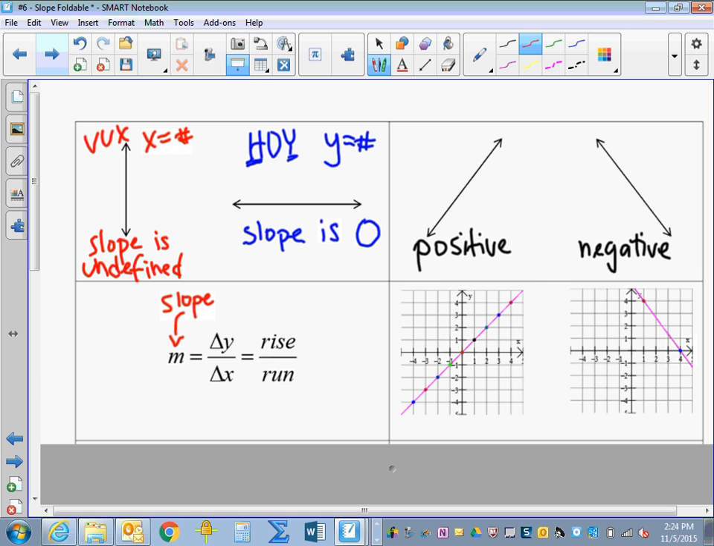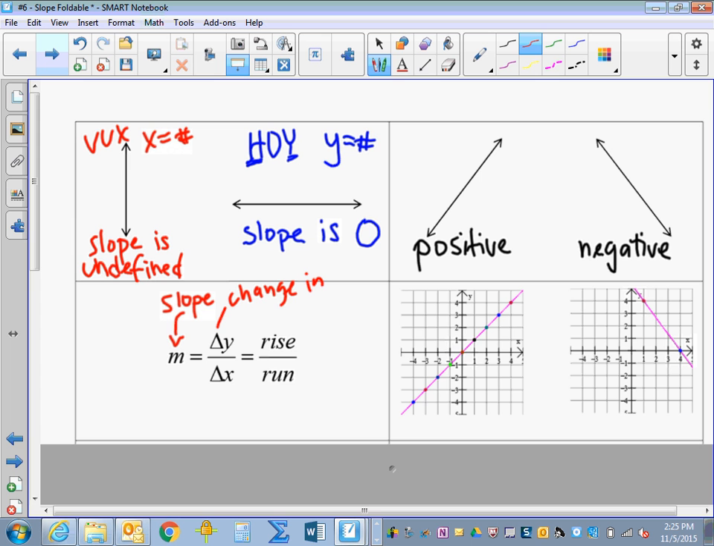All right, does anyone know what that little triangle means? This little triangle here, this is called a delta. It's actually a Greek letter. It just means change in Y. So you don't have to worry about this notation as much. It means the change in Y over change in X. So this is just saying change.